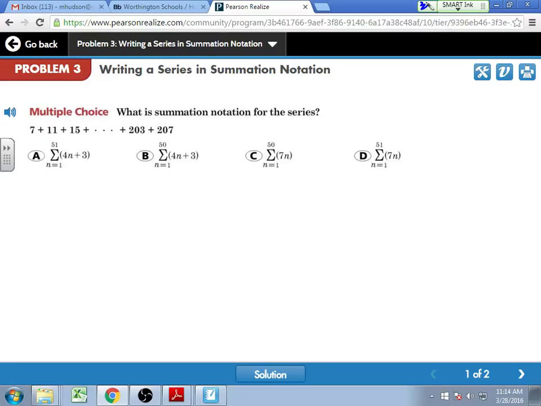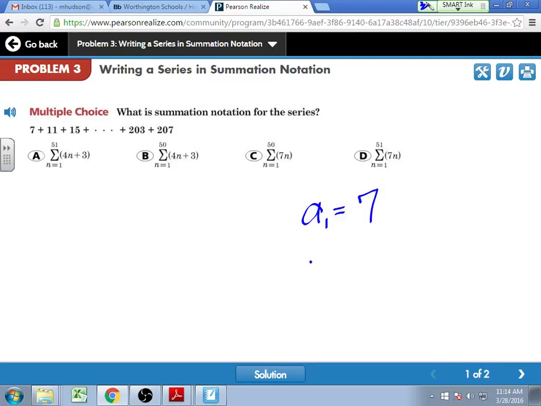So what if n is 1? What should my value of a sub 1 be? In this series, what is a sub 1? It's the first term up there. 7. If I plugged in n in either of these, 4n plus 3 or 7n, it would work.